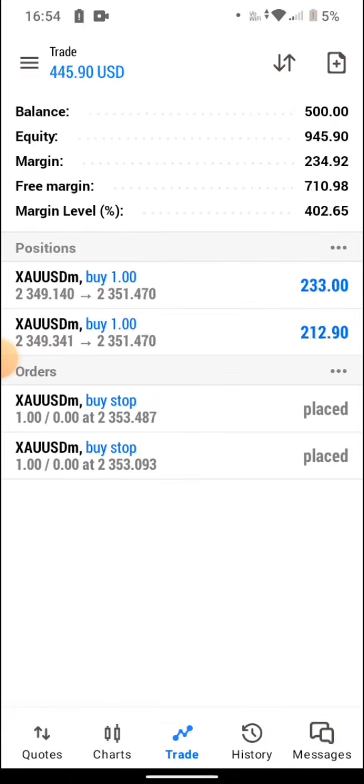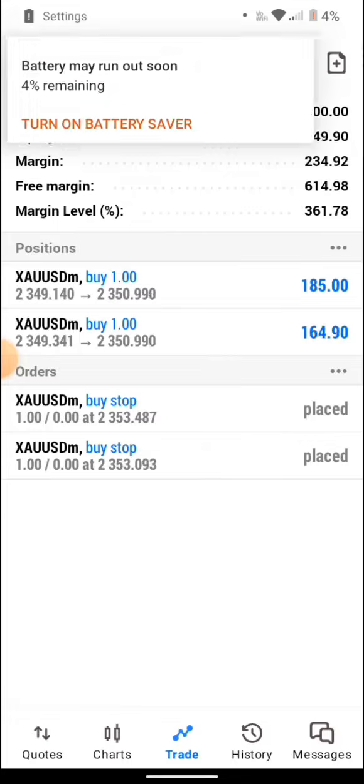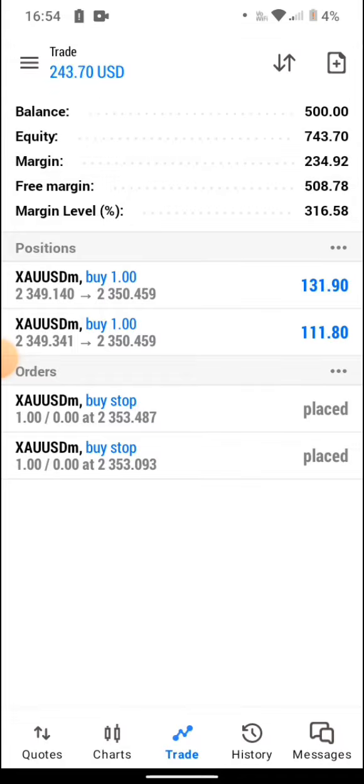So you see we have placed two buy stop orders. Our account is already making 100% of the profit, because we deposited 500 USD and we're almost there. So like I'm saying, trading is not that difficult. It's not easy, but not too difficult as well.